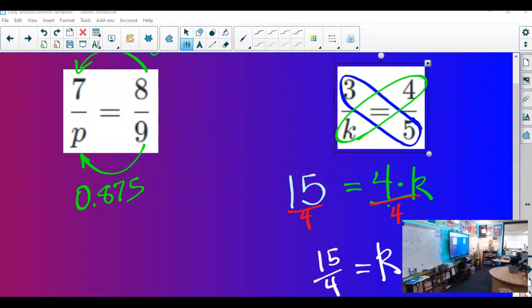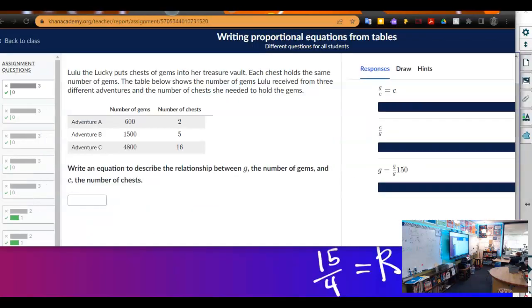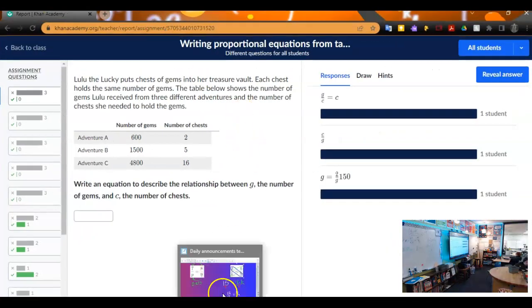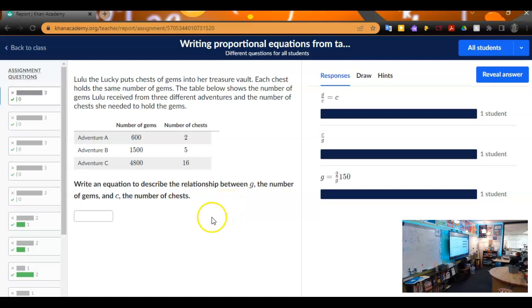So, Lindy, you said writing proportional equations from tables. I think it tells you at the end of the activity if you hit summary. I believe it shows it to you right then. Beyond that, I'm not 100% sure, but I'm in the middle of helping Lindy with the question they asked.